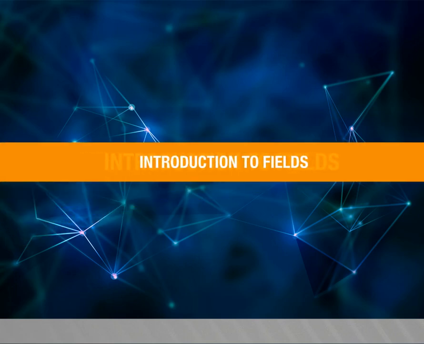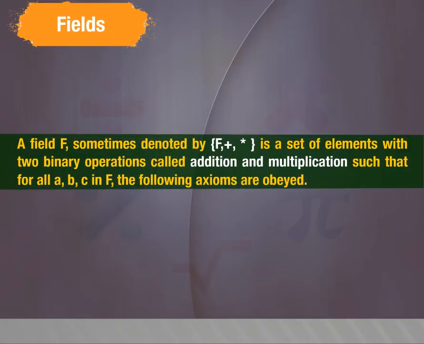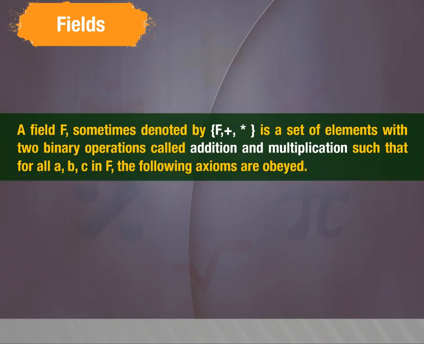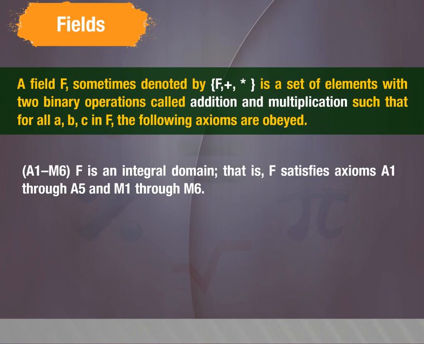Introduction to fields. In this video, we are going to see about introduction to fields. Fields. A field F, sometimes denoted by the set F, addition, multiplication, is a set of elements with two binary operations called addition and multiplication such that for all A, B, C in F, the following axioms are obeyed. A1 to M6. F is an integral domain, that is, F satisfies axioms A1 through A5 and M1 through M6.